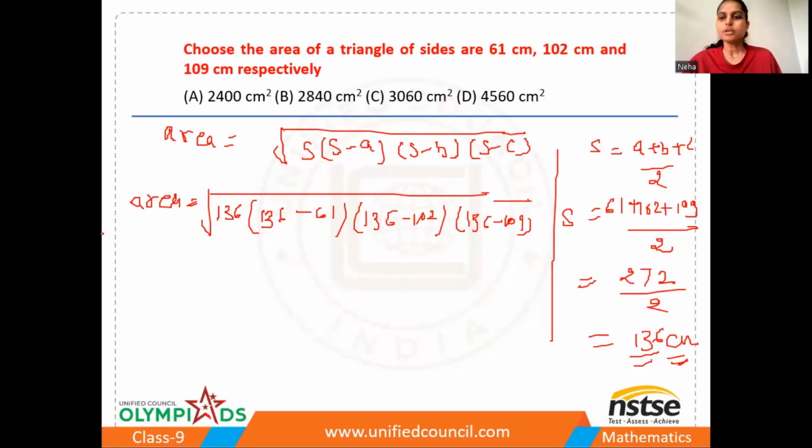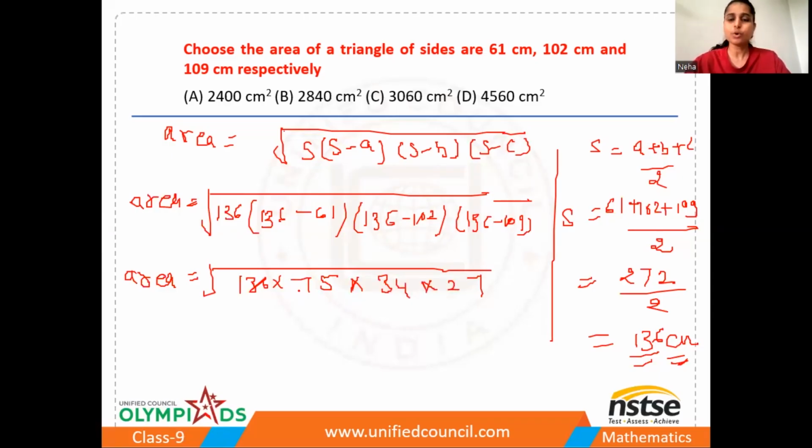Now what do I have to do? Just find out the values and then you can find your answer. So area is nothing but equal to, this is 136. 136 minus 61 is what? This is 75. 136 minus 102 is what? This is 34 and this is 27.